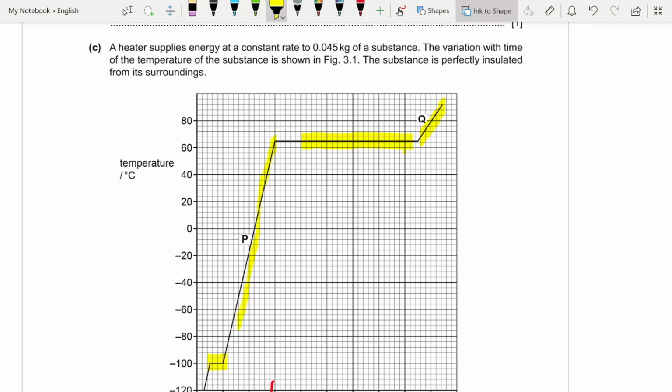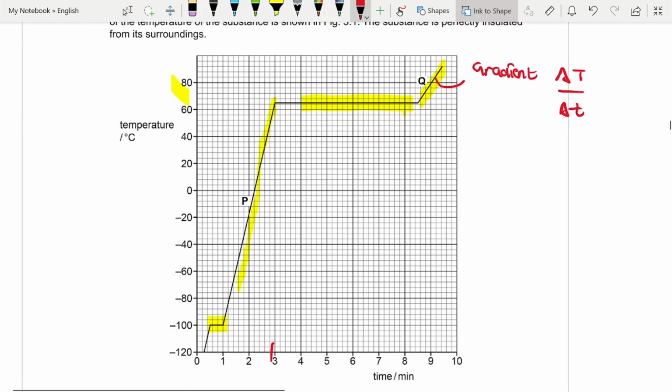Let's think about this. Okay, so section Q is relating to how much the temperature is changing, right? So let's try to analyze steepness. When I see the word steepness, I think of gradient, right? So the gradient in this case is going to be the change in temperature divided by the change in time. That's my gradient, right? Telling me how much the temperature is changing per unit time. So if it's very, very steep, it means that we have a higher change in temperature in a short time.